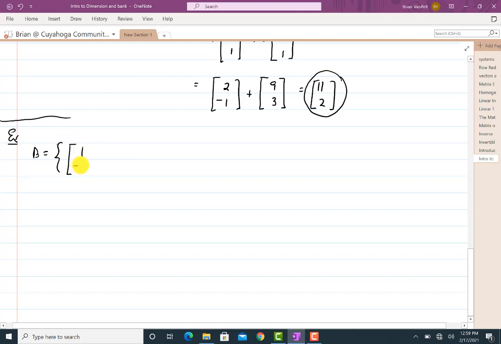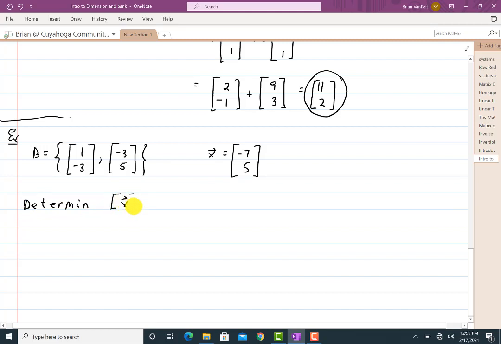Let's see, my basis vectors this time are (1, -3) and (-3, 5), and x equals (-7, 5). I want to determine the coordinate vector for x relative to that basis.